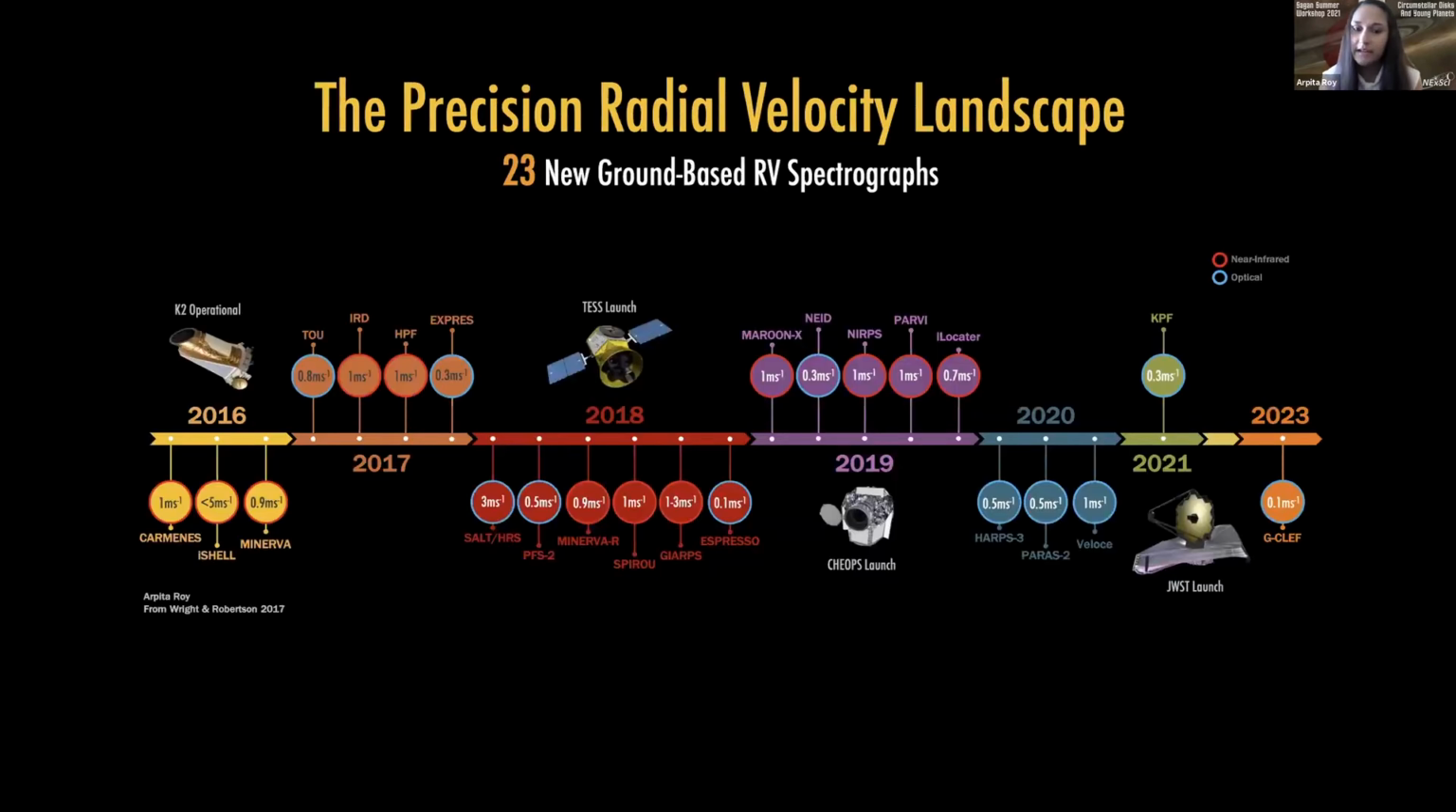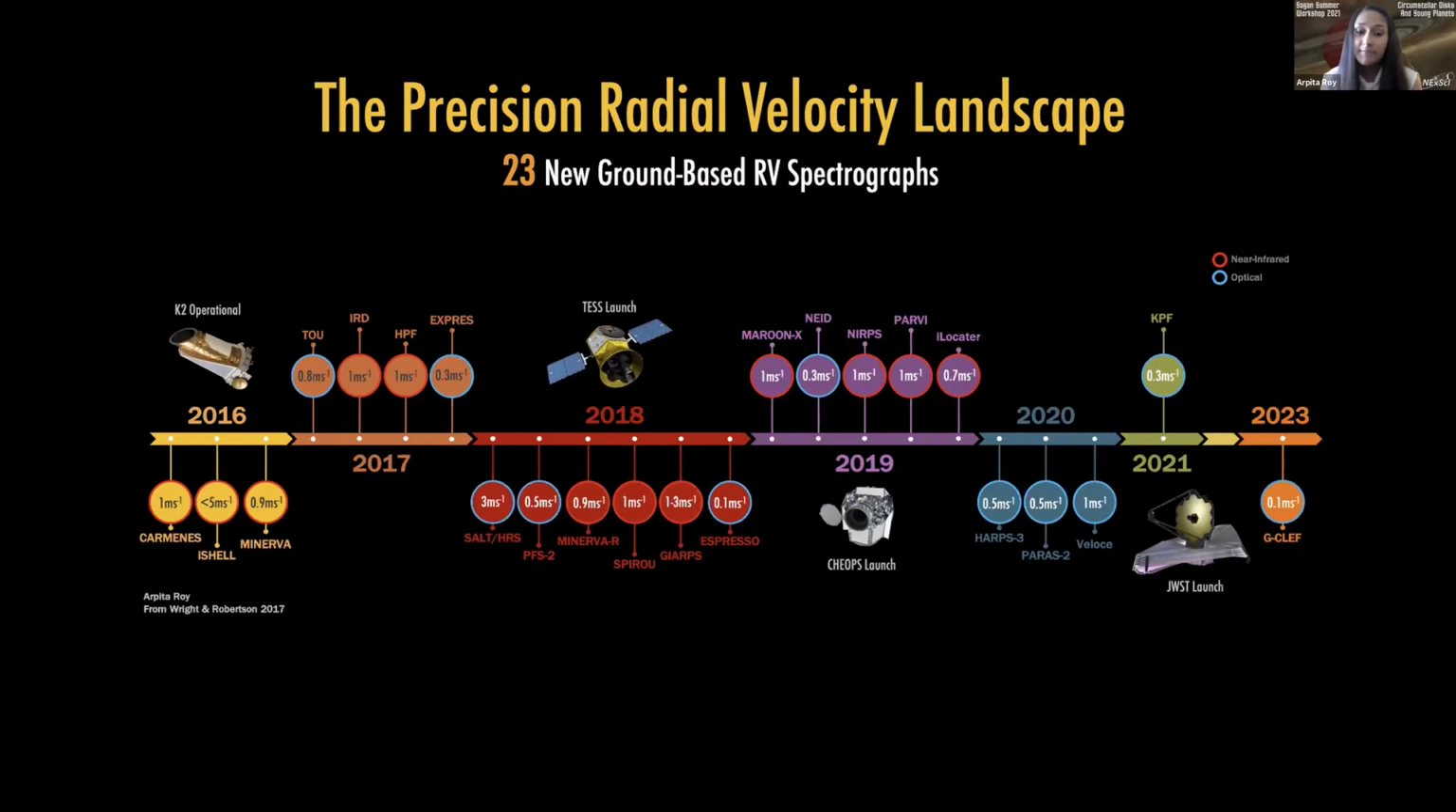However, the exoplanet community has risen to meet this challenge. In the last few years and in the coming few years, there are 23 new ground-based RV spectrographs being commissioned at observatories around the world. In this timeline, I'm showing you those 23 instruments with their goal precisions, as well as some of the space missions launching along this timeline that have relevance to exoplanet studies.